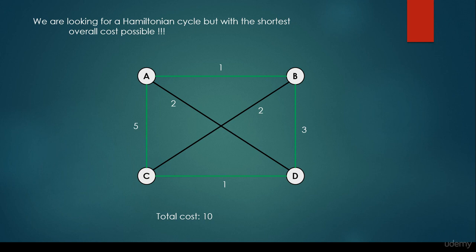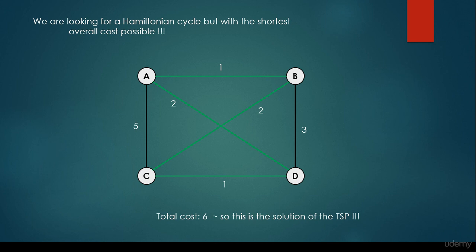But there is another solution, this one. It's going to be a valid Hamiltonian cycle if we go from A to B, then from B to C, then from C to D, and then from D back to the starting vertex. And it's very important that for a Hamiltonian cycle, the starting point and the end point have to match. The total cost in this case is 1 plus 2 plus 2 plus 1, which is equal to 6.